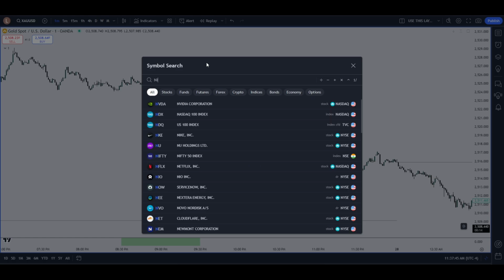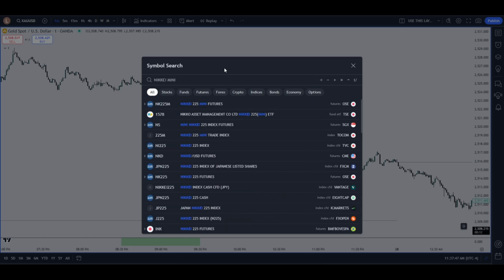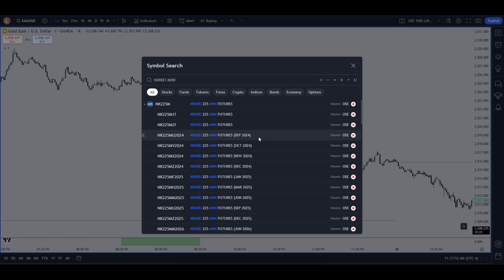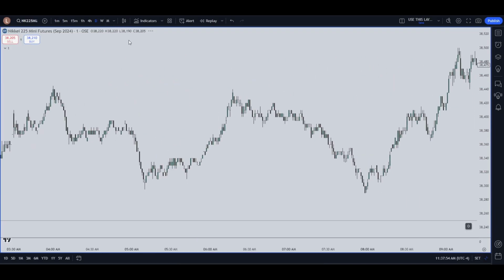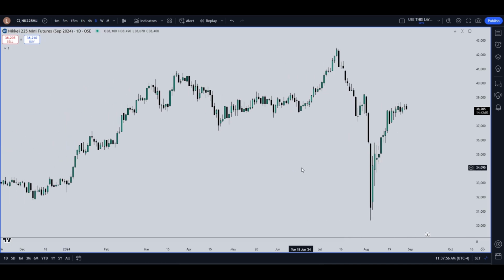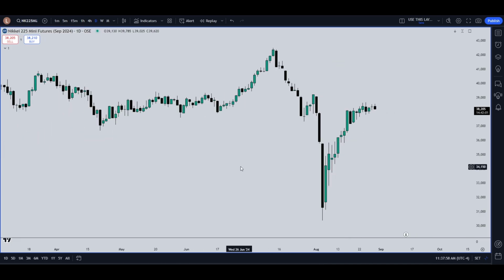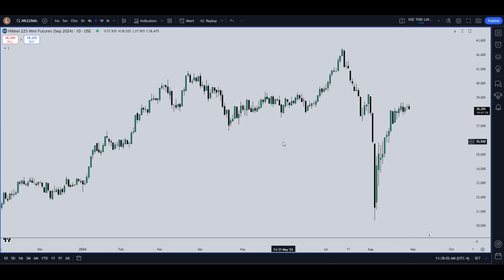Alrighty, so now we're going to go over to the Nikkei Mini. This is for those of you who want to trade maybe some kind of equity index. They do have it. It's going to be on the Osaka Stock Exchange. You just have to check if your broker allows you to trade on international futures exchanges.